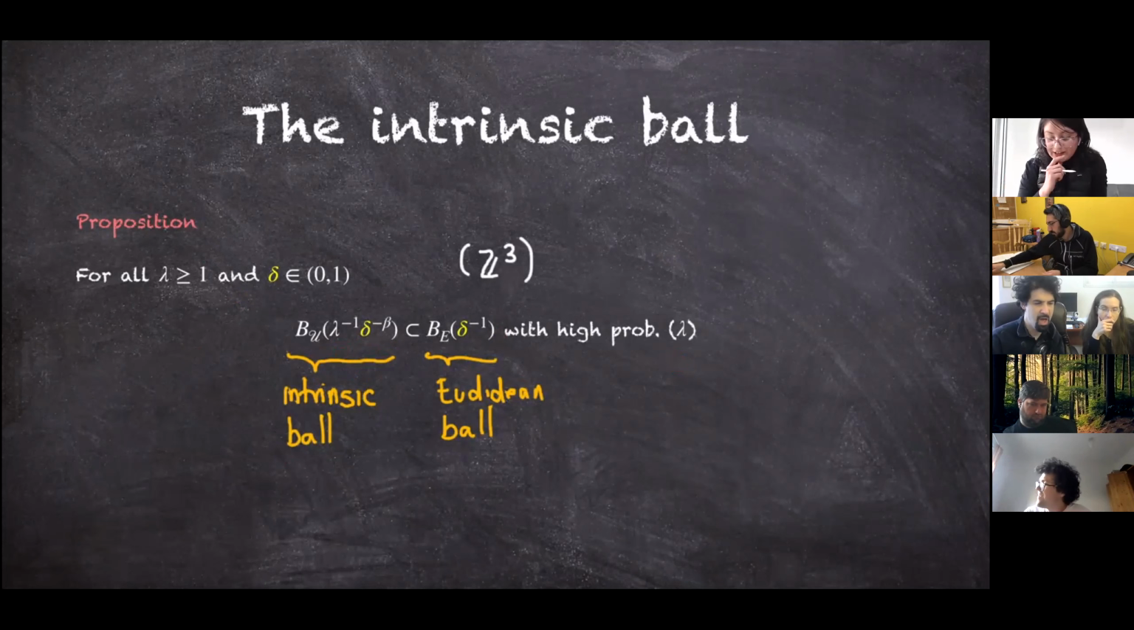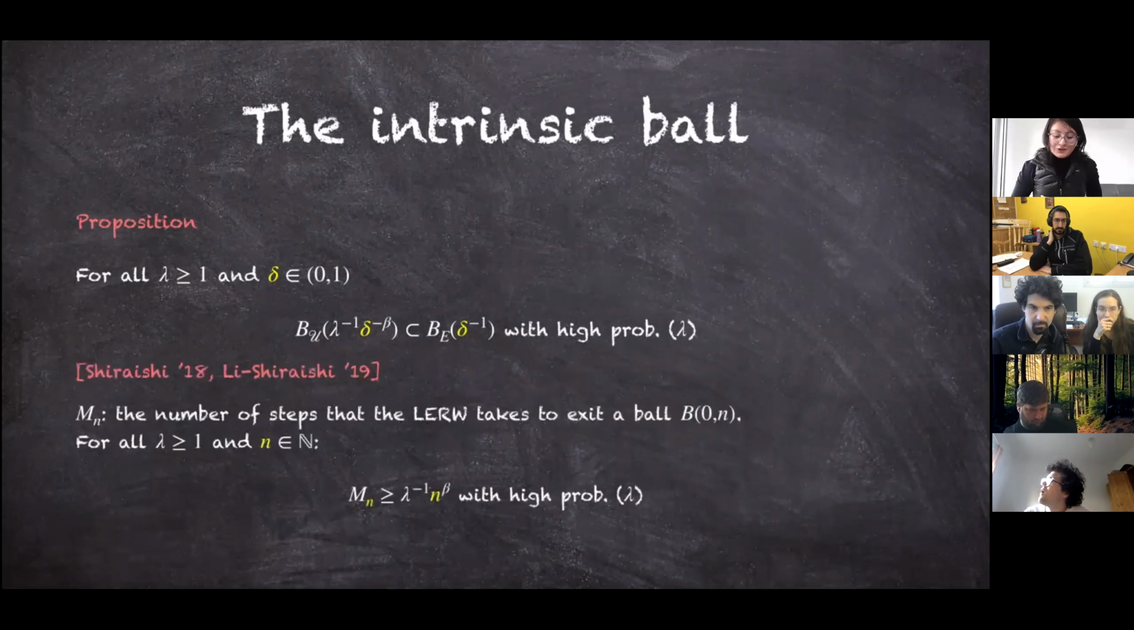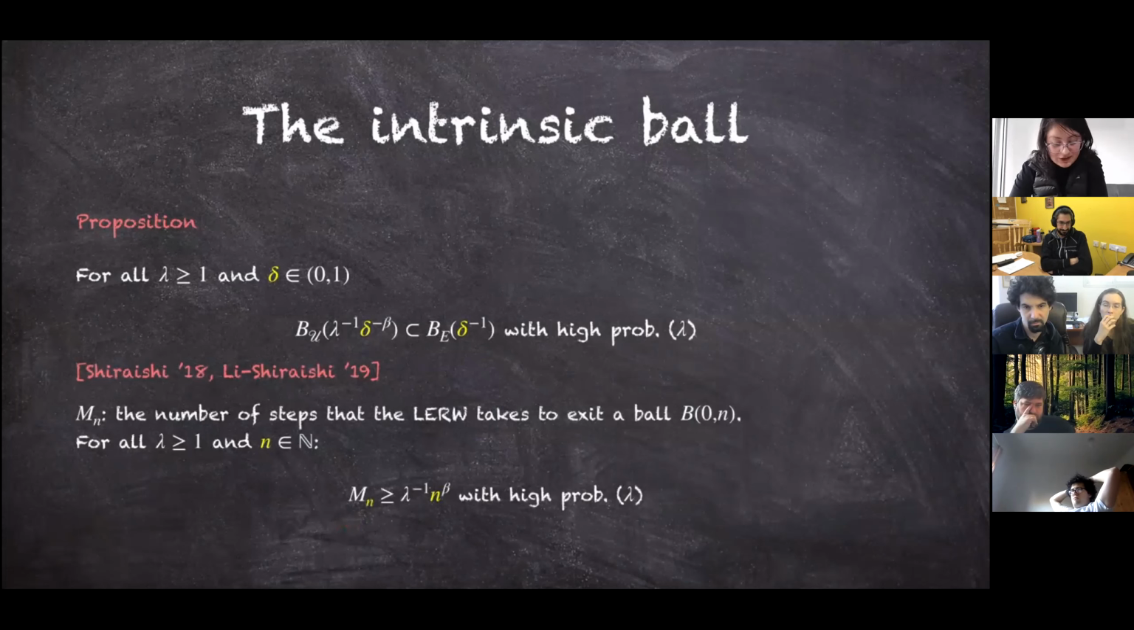But the important part is that the probability with which this happens is uniform in delta, so it only depends on lambda. And what I want to justify is that this is an upgrade from a property of Lupus random walks to a property of uniform spanning trees. Because for Lupus random walks, we have similar estimates for the growth exponent. So remember that Mn is the number of steps that the Lupus random walk takes to exceed a ball of radius n.